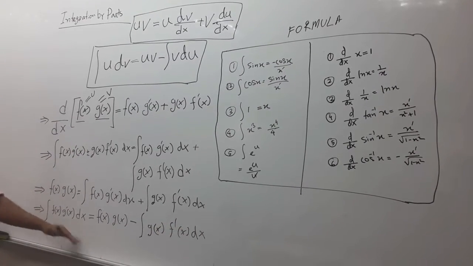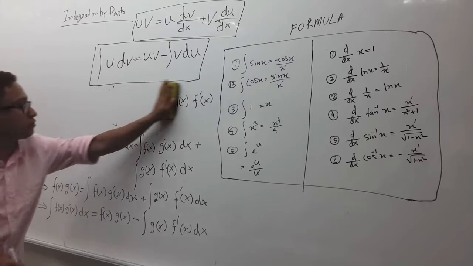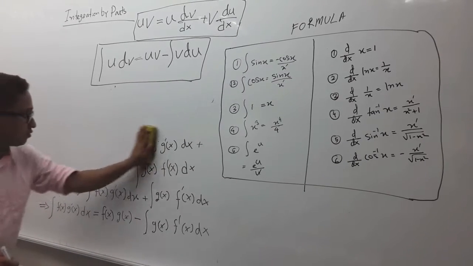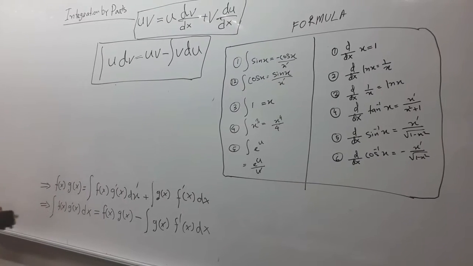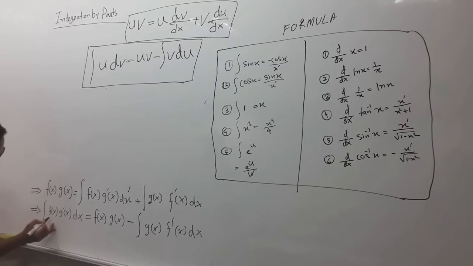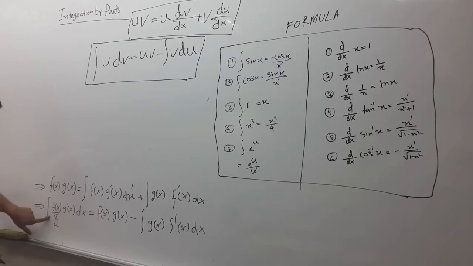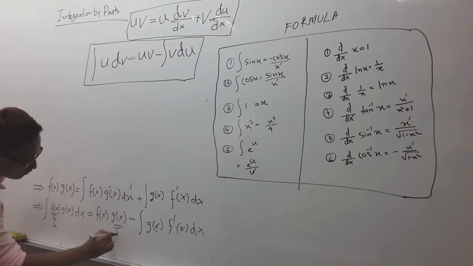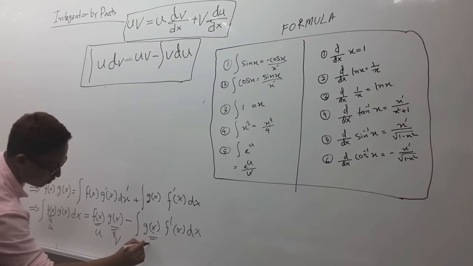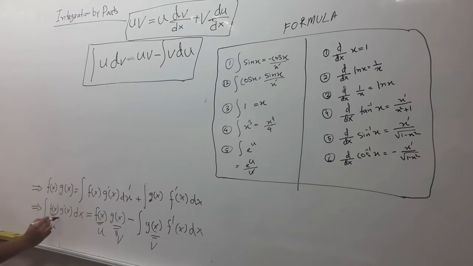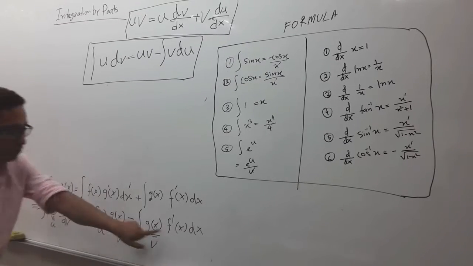Okay, so until here we are clear. Okay, let me erase this part. So this is our original equation. Let's say we assume this one is our u and this one is our v. As this one is our v, this is going to be our dv. As f of x is our u, f prime x is going to be our du.